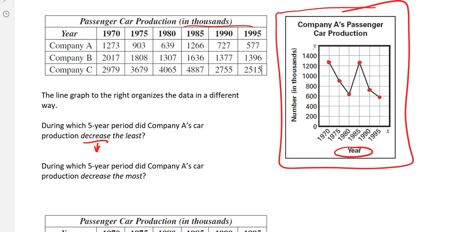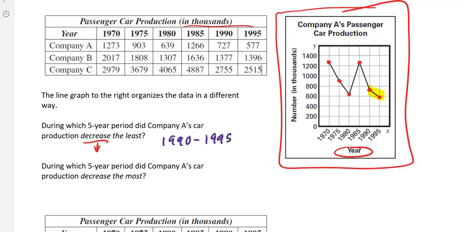And we can look at the graph and decide, because that's going to be easier. If we look at the graph, we can find out which 5-year period did it go down the least amount. And we can see here that from 1990 to 1995, it went down the least because the line is less steep. It's shorter, it's less steep, and so we can see right there that it went down the least. And so we can answer that question. From 1990 to 1995, it decreased the least.